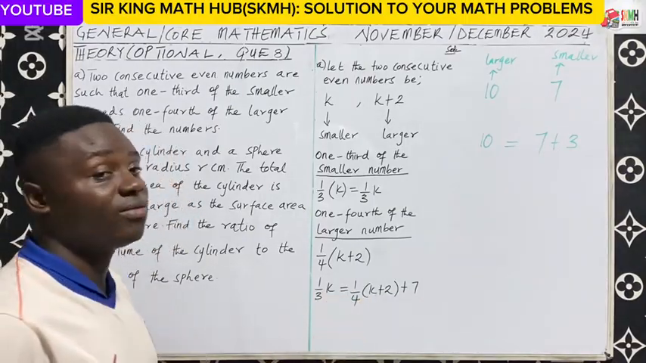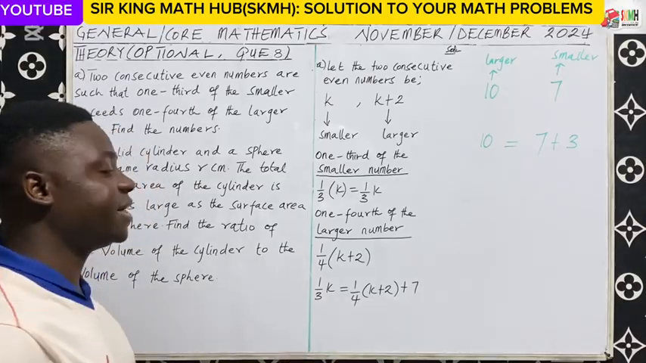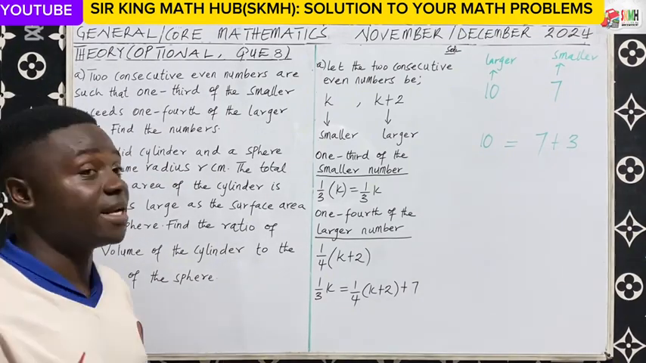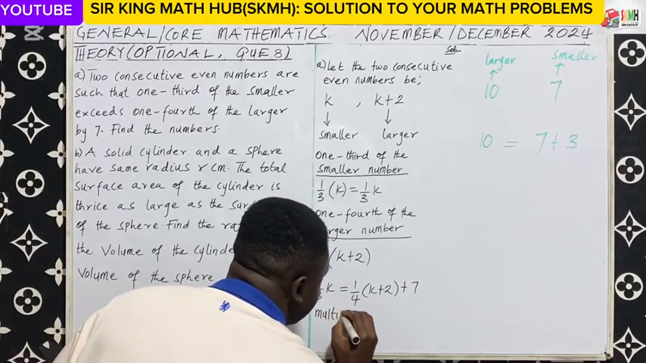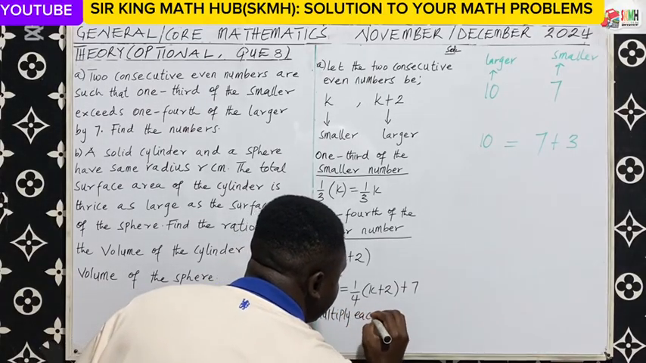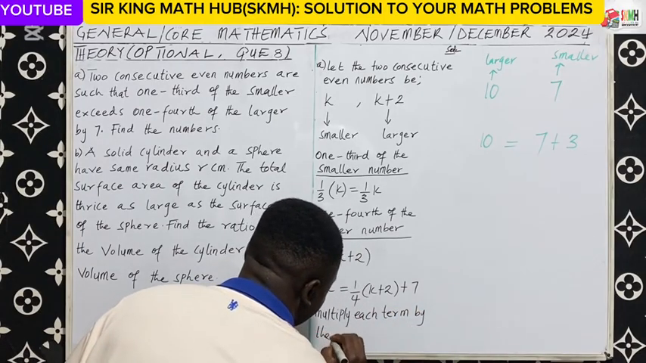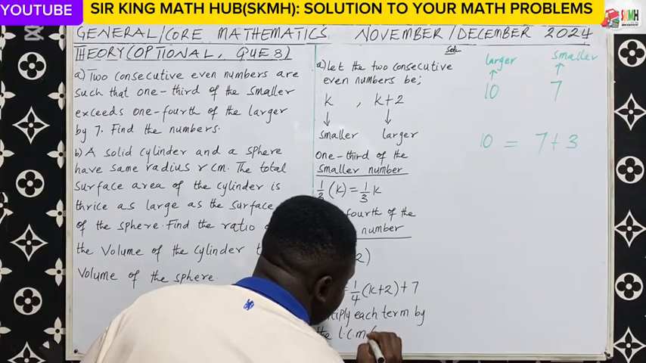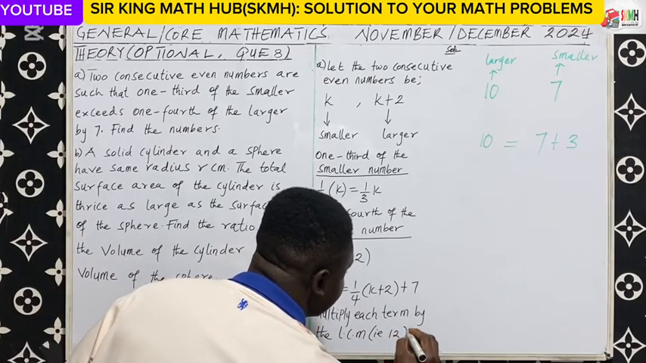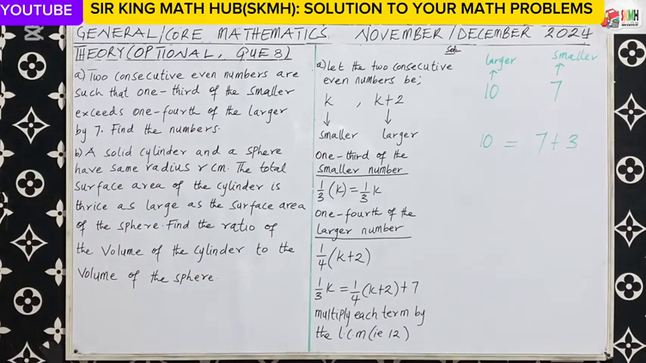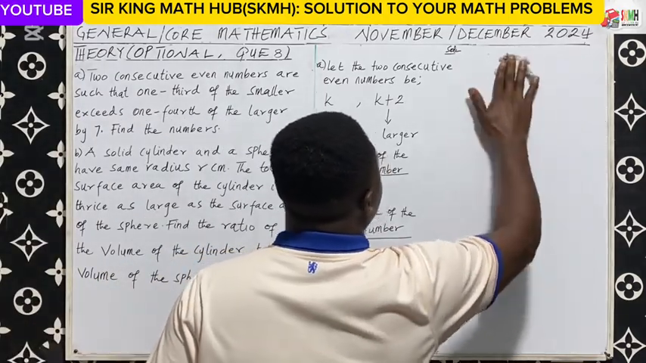So for now, let's solve for k. We see that we have a fraction here. So first of all, we need to eliminate the fraction by multiplying each term by the LCM. So what is the least common multiple of 3 and 4? So obviously that is 12. 12 is the least common multiple of 3 and 4.